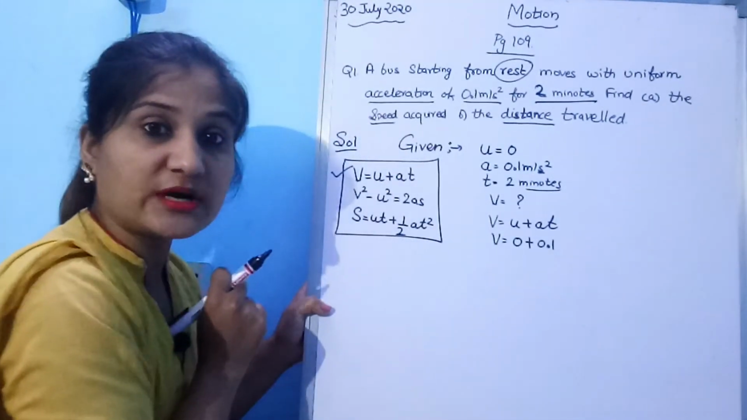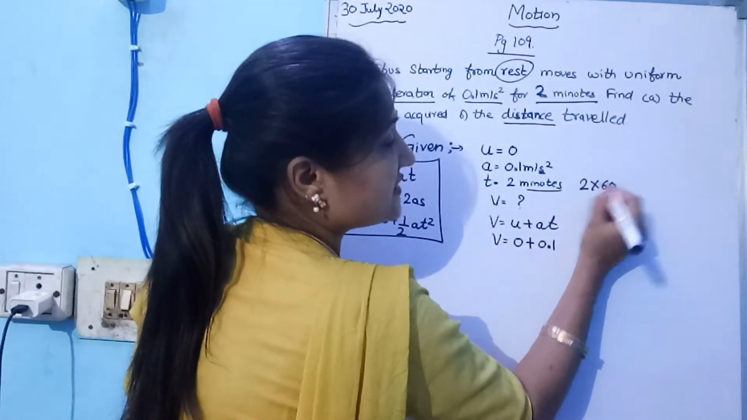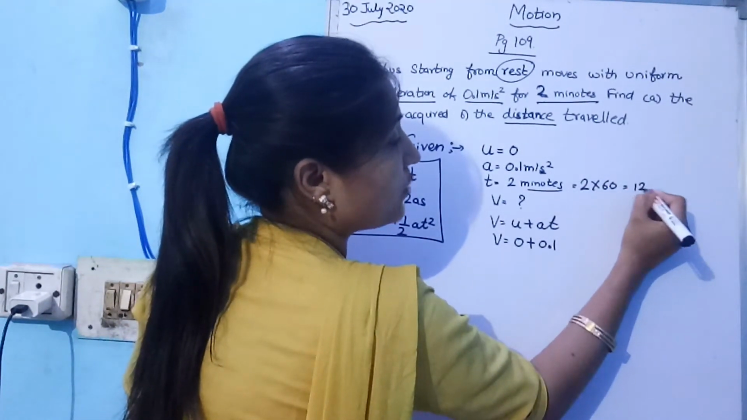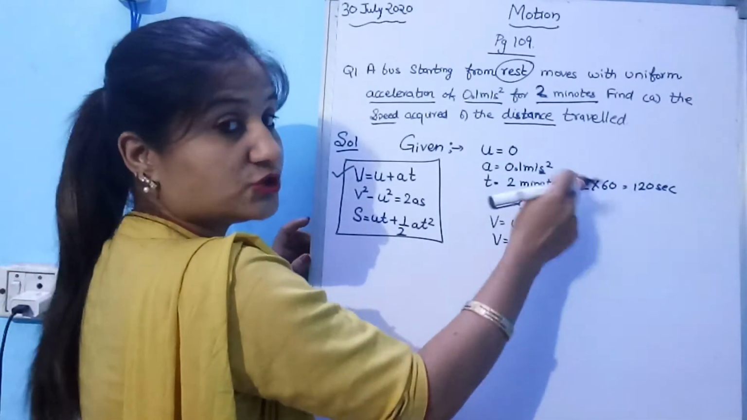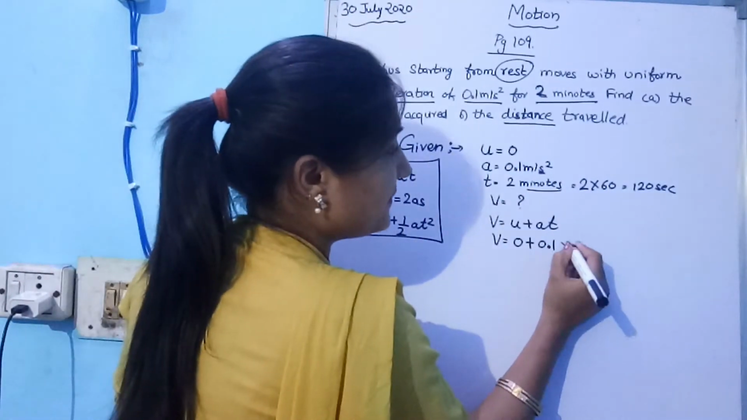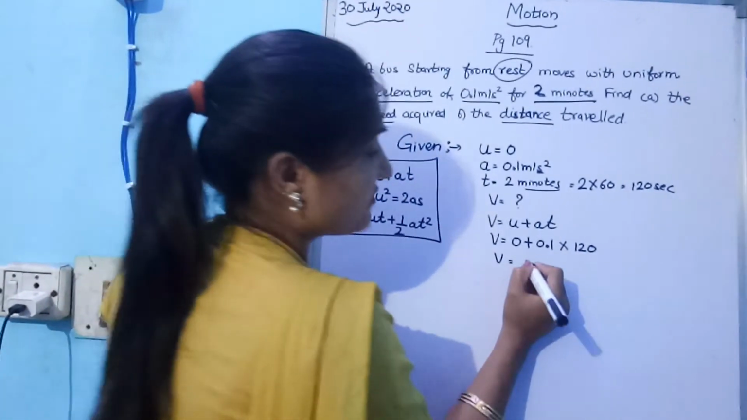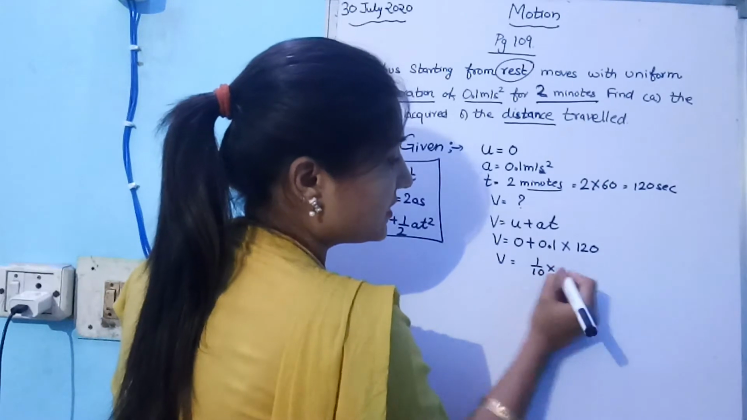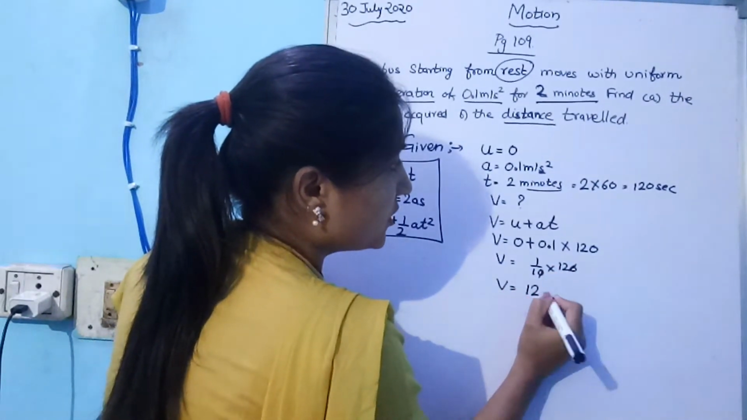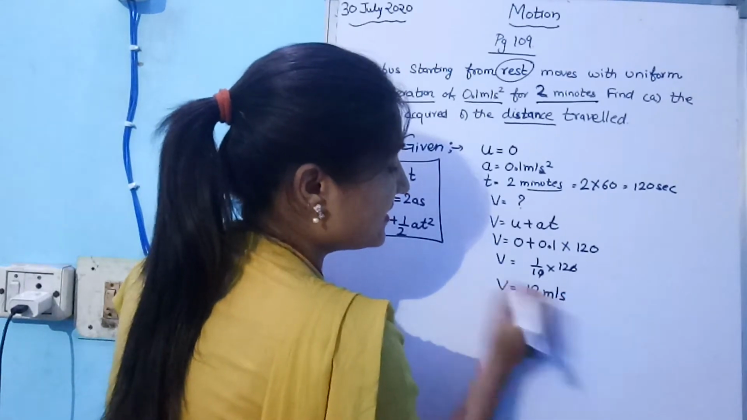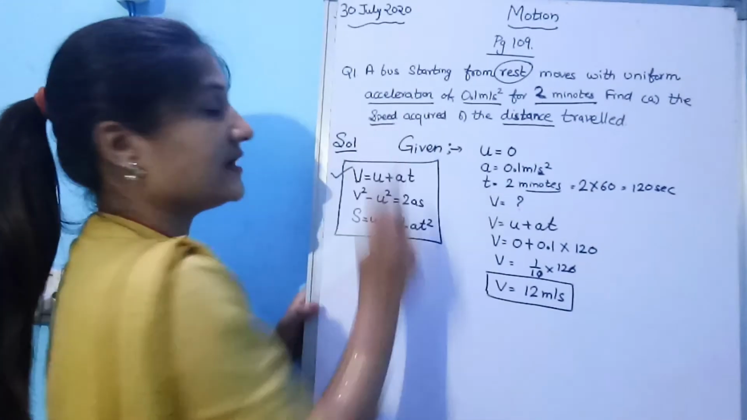How will you convert it? Yes, we have to multiply it by 60. That means 120 seconds. The unit of both should be the same. Multiply by 120. Now we will solve this. 1 upon 10 into 120. That means v is equal to 12 meter per second. So we have found the first part, that is speed.